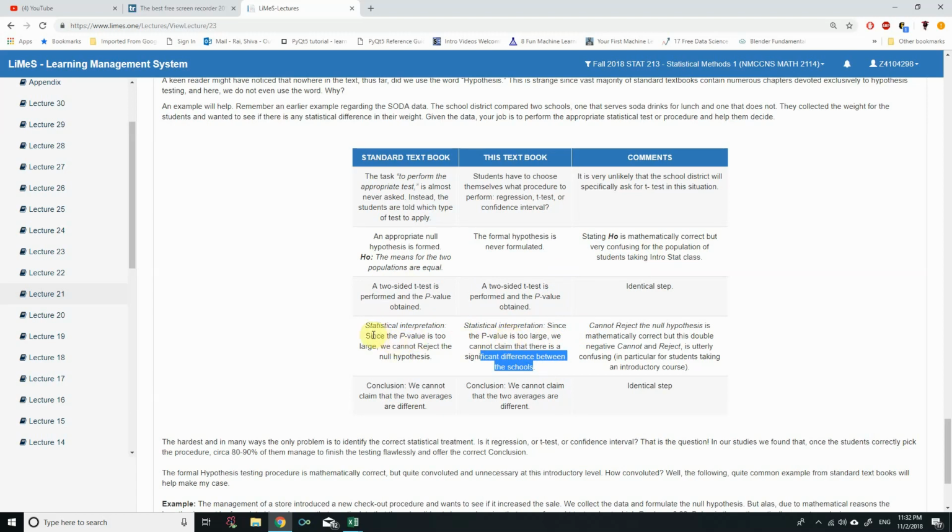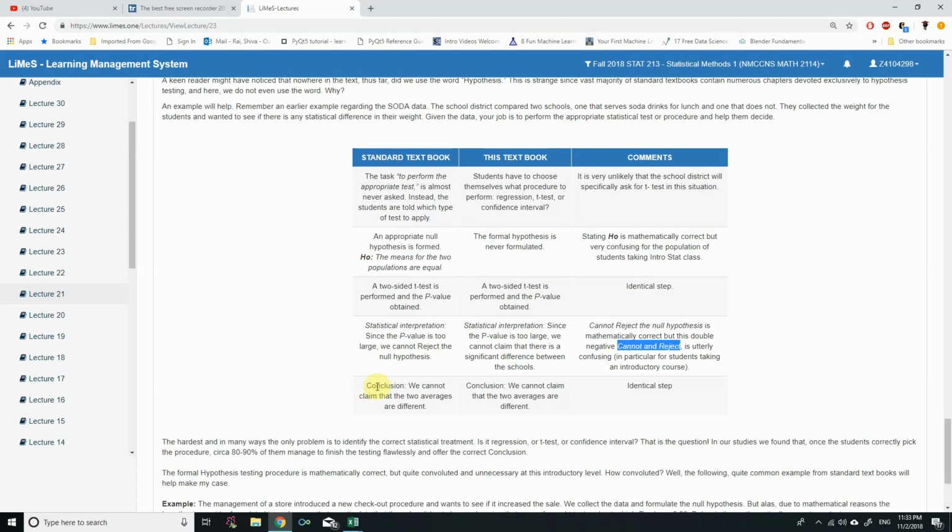Okay, now in the classic textbook, what they write as the statistical interpretation is, since the p-value is too large, we cannot reject the null hypothesis. Now here it says that we cannot reject the null hypothesis, so that's too confusing. Okay, it is too confusing since we have two negative connotations. Okay, so cannot reject, these are two negatives. That's a double negative, which is quite confusing.